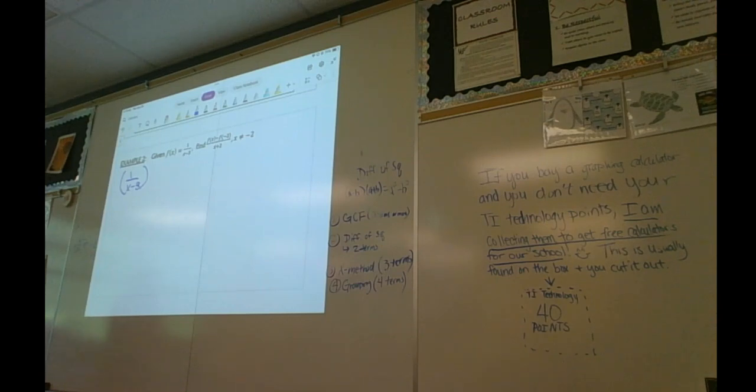Minus f of negative 2. What do I need to do with that negative 2, guys? Swap it for x. The negative 2, it's saying you plug in, wherever you see an x, you plug in a negative 2, right? So we get 1 over negative 2 minus 3. Does that make sense? That's f of negative 2.